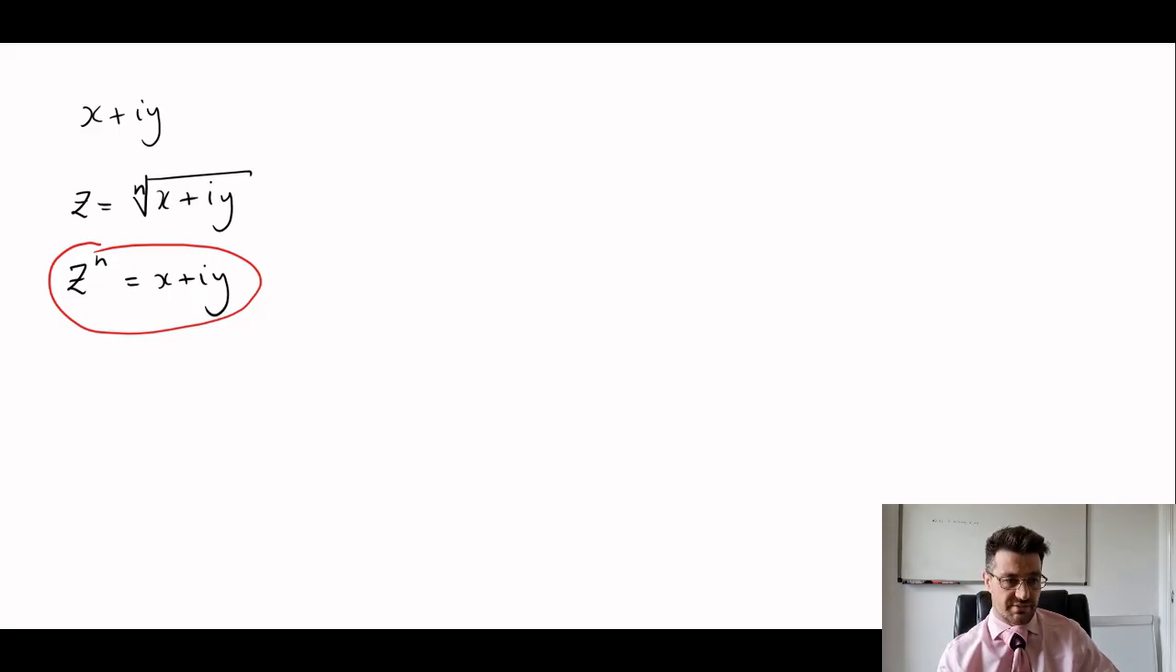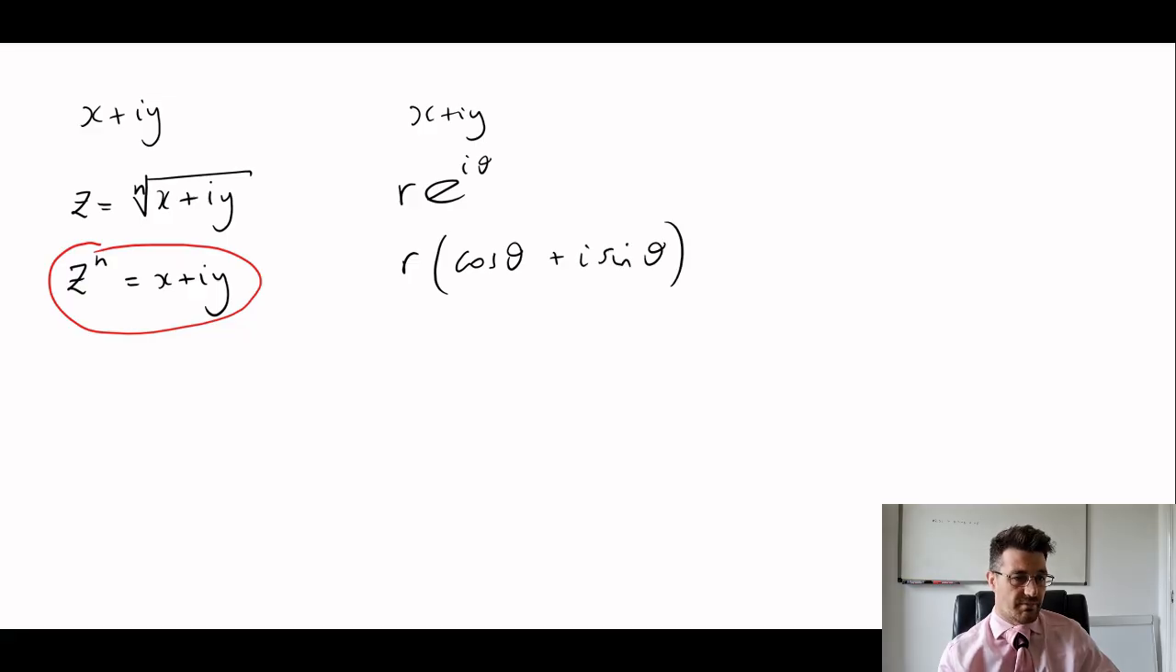So we might have, for example, if we take x plus iy, then we can think about this either in the form r e to the power of i theta, or r times cos theta plus i sine theta, where r is equal to the positive square root of x squared plus y squared. In other words, the modulus of x plus iy.